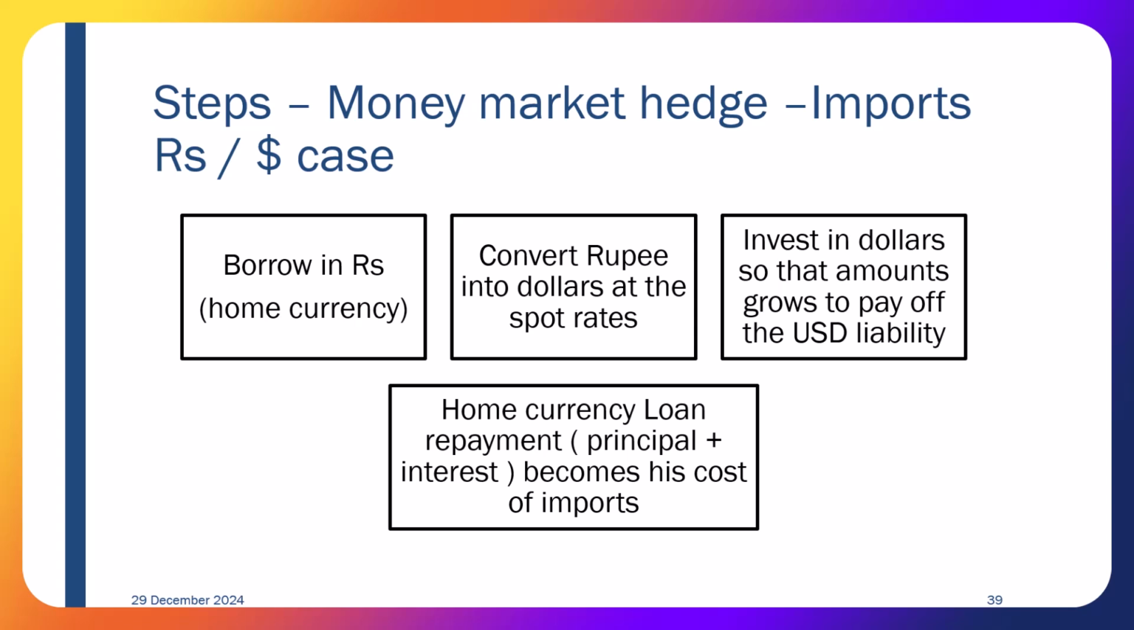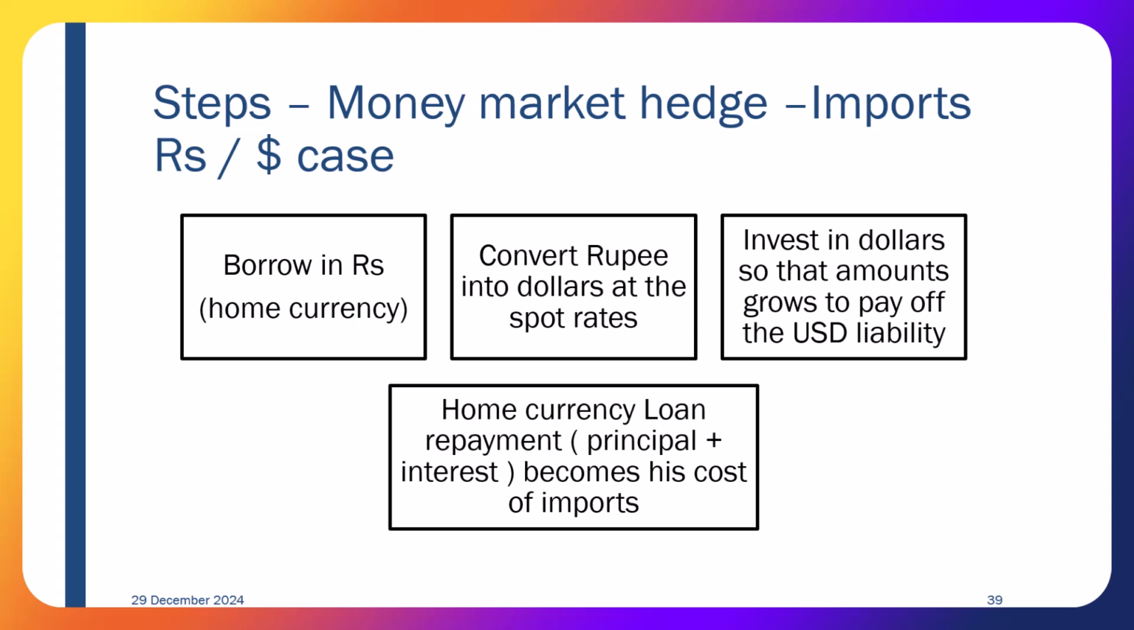Borrow in rupees, तो आपको पहले रुपए में borrow करना पड़ेगा, which is your home currency. Convert rupee into dollars at the spot rate. डॉलर्स में कन्वर्ट करो, invest the dollars so that the amount grows to pay up the US liability. आपने वहां जाके इन्वेस्ट कर दिया, आपने इंडिया में रुपये बोरो करा, और बोरो करके उसको डॉलर में कन्वर्ट करा और उसको पैसा जाके आपने यूएस में लगा दिया, इन्वेस्ट कर दिया. यहां बोरो करा, वहां इन्वेस्ट करा. अब जो पैसा ग्रो होगा वो इतना ग्रो हो जाए कि आपकी पूरी लायबिलिटी पे ऑफ हो जाए.